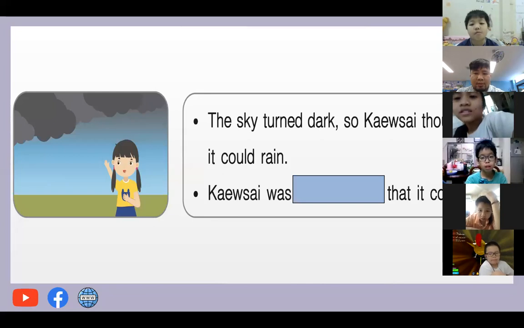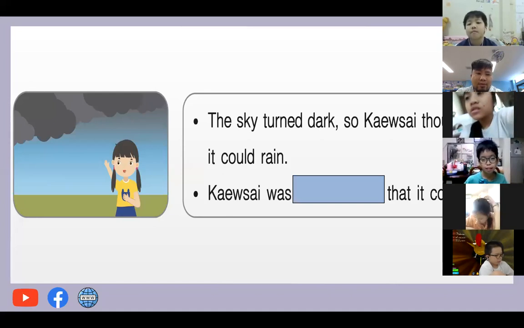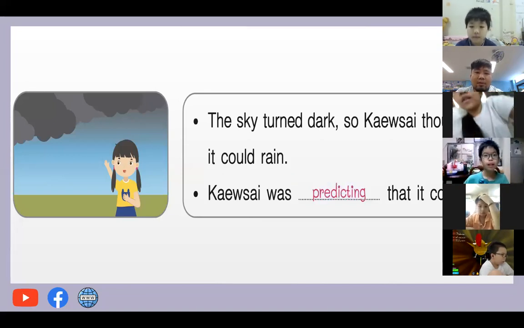The sky turned dark, so Kaosai thought it could rain. Hypothesis. Kaosai was predicting. Very good. Predicting that it could rain. So you understand now?